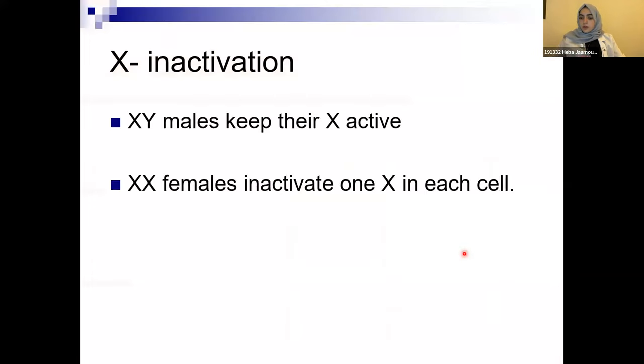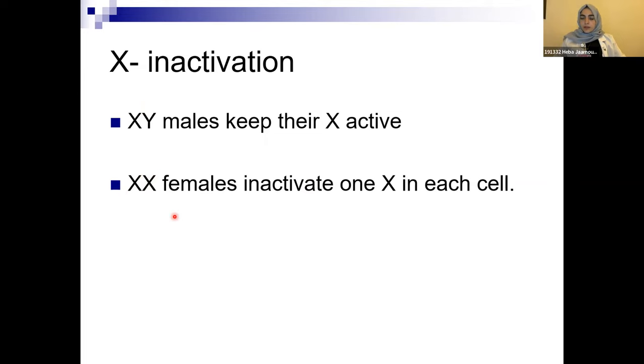Okay, so let's talk about X inactivation. When it comes to males, they always have their X active. What does this mean? They only have one X, so it will be active regardless. When it comes to females, they can have one inactive X in each cell. So one of them is going to be working and the other won't be.